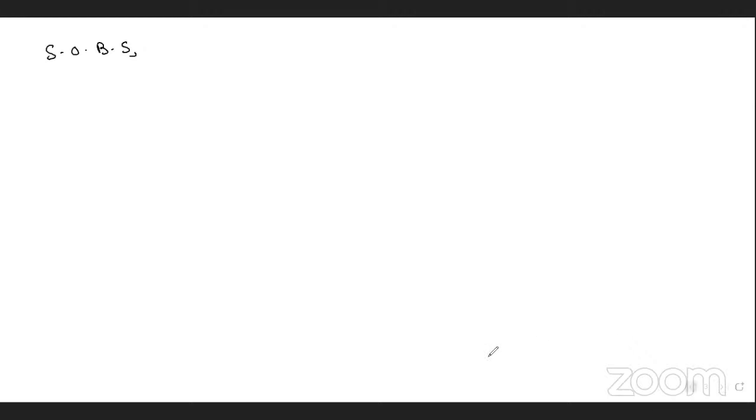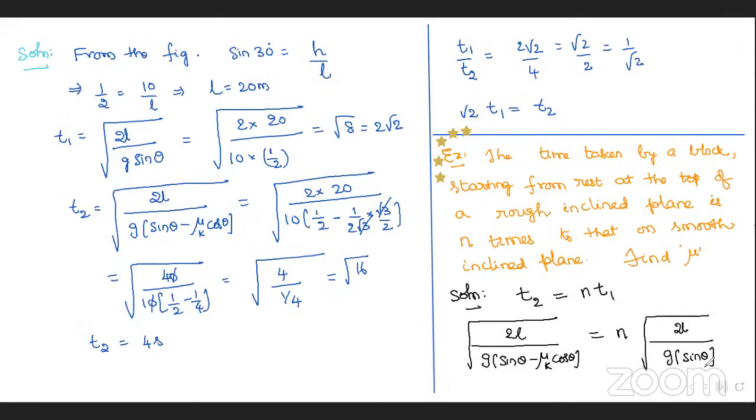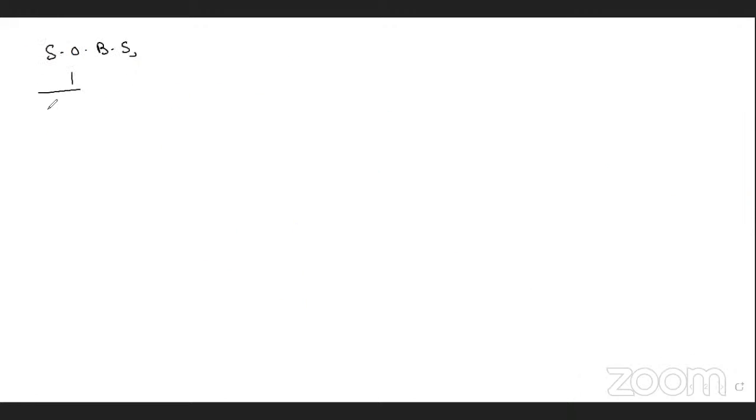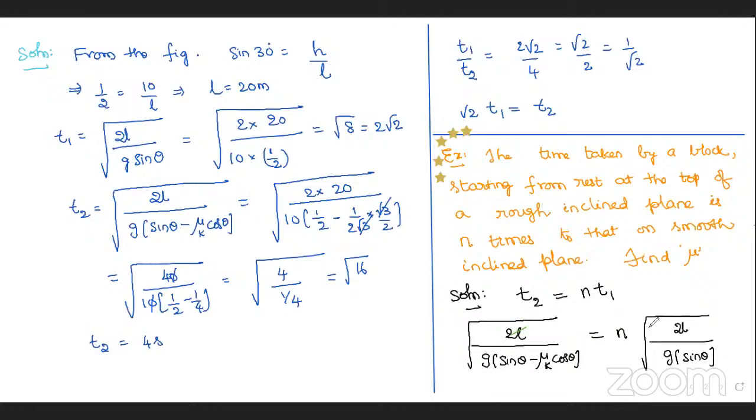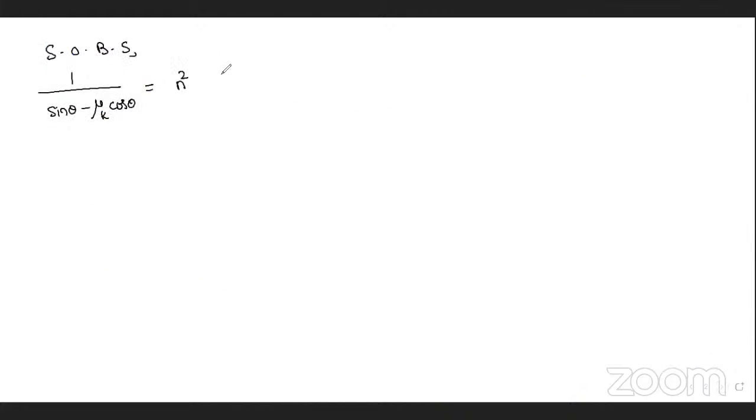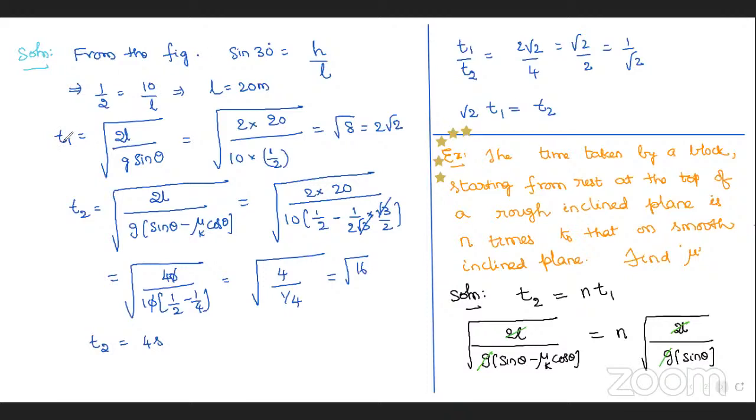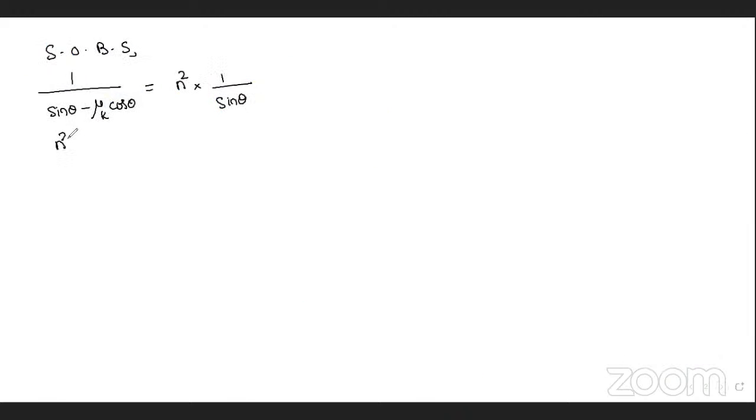Okay, so already 2L cancelled, g cancelled. I will get 1 by sine theta minus mu k cos theta here is equal to, better I cancel, otherwise you may get some confusion here. 2L cancelled, g cancelled already. Squaring means this becomes n square, into 1 by, you will get just sine theta there in the second equation. So cross multiplication, n square.